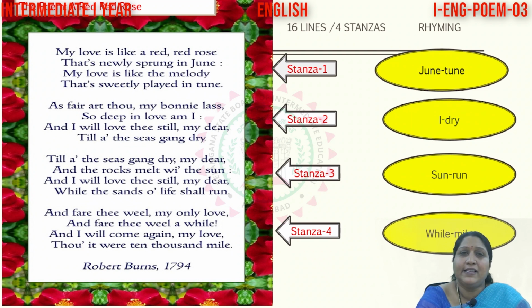Now when you see the second stanza, you can see that the poet is trying to tell how deeply he loves his beloved, and he makes promises about his everlasting love. Similarly, in the third stanza also, he continues to make promises of his eternal love, and he compares his eternal love with certain images.